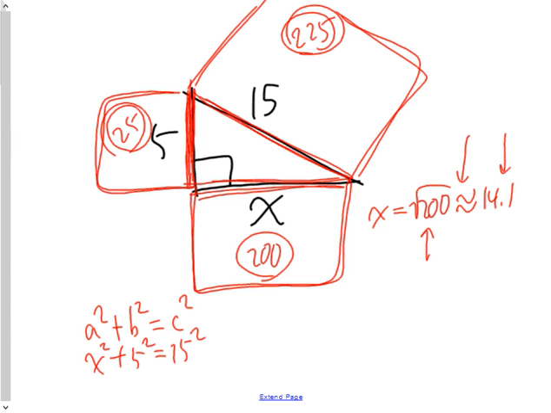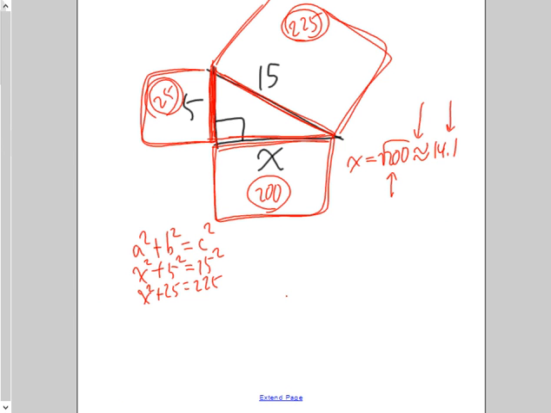I usually like to have my variable term first and then my constant second. So x squared plus 25 equals 225. And at this stage, what you would do in algebra is you would subtract 25 from both sides to get rid of your constant. x squared equals 200. And then you would square root both sides. The square root of x squared, what number multiplied by itself is x squared? The answer is x. And what number multiplied by itself is 200? Approximately 14.1-ish.